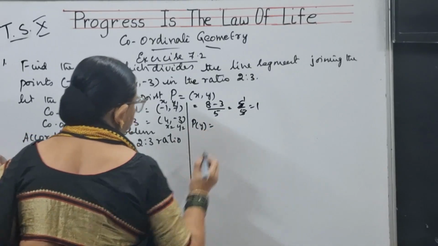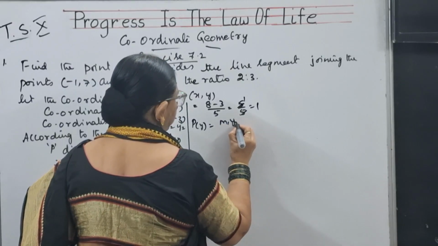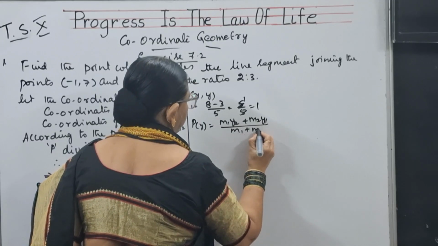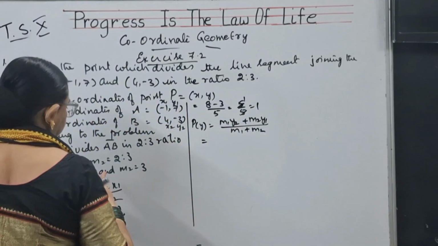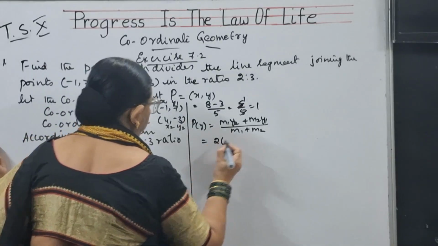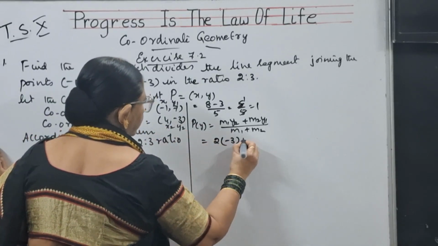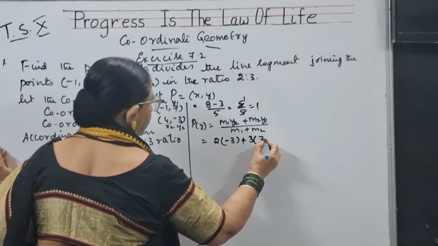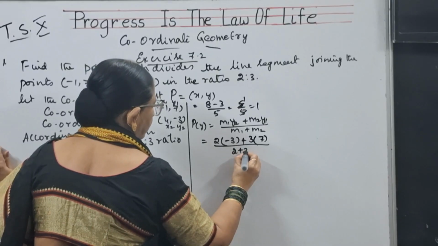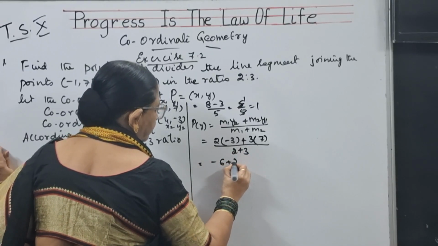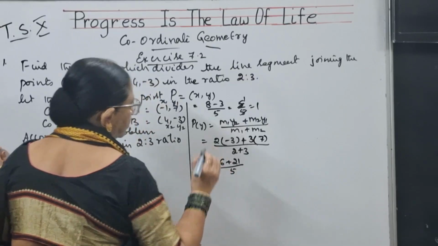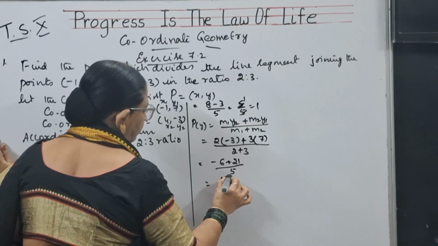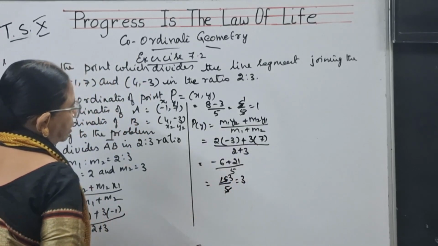P of y is equal to m1 y2 plus m2 y1 by m1 plus m2. That is equal to, what is m1? m1 is 2 into y2. y2 is -3 plus m2 is 3 into y1 is 7 by 2 plus 3. -6 plus 21 by 5. That is equal to, how much are you getting children? 15 by 5. That is 5 ones are 5, 5 threes are 15. So P of y is 3.